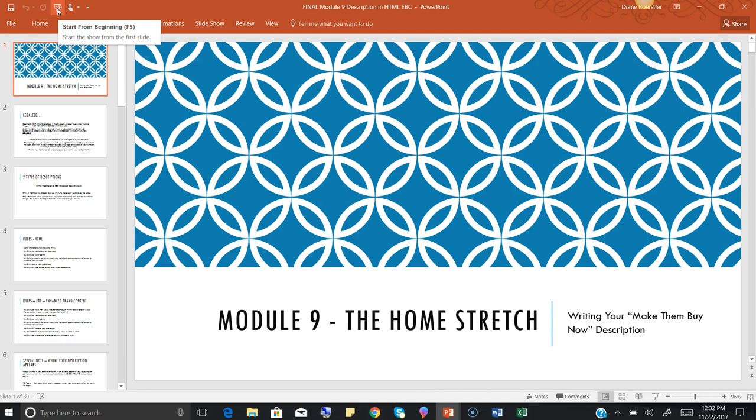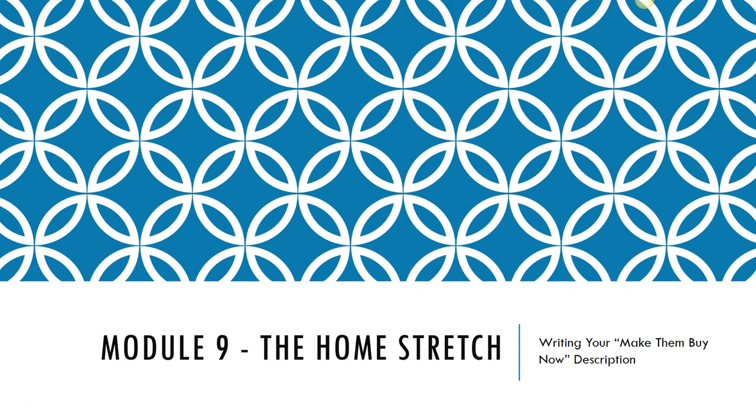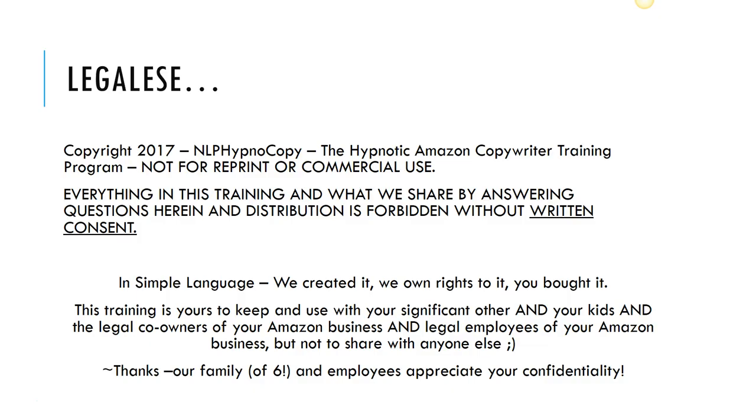This is our description, and if you noticed, I mentioned in our last one, Module 8, Part 2, for bullet points, that now that we've used up all the bullet points and gone through and written them, you actually have a description already, which is really cool. One you can use for EBC or one that you can use for your regular HTML description. But today I'd like to teach you something a little bit more complex than that, if you don't mind, coming from my field of NLP. So right now we're going to write a make them buy now description.